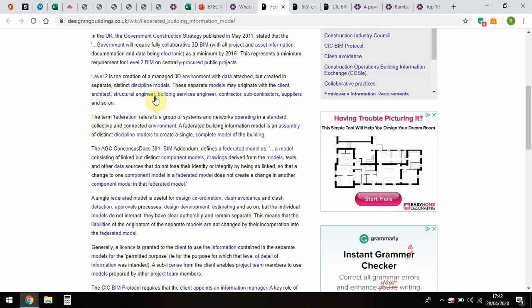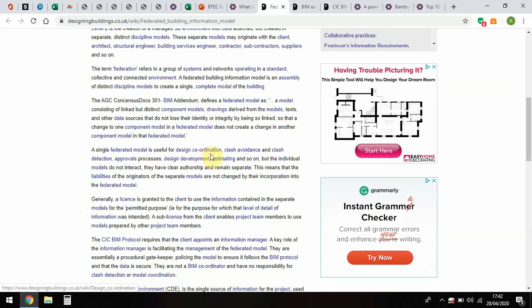Here it talks about the fact that at level 2 you've got this 3D information with data attached to it but in separate models. That's what they're talking about for composite information. It then talks about federation and explains a little bit about what federation is, and what a federated model is. It's really useful if you're trying to coordinate your design and avoid clashes. If everyone's working on the same model, the same information, then you're going to be able to see issues as they happen.